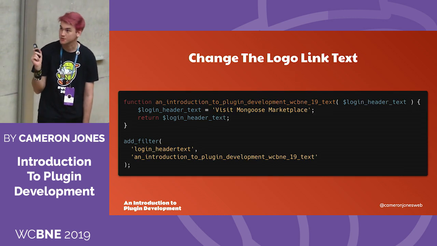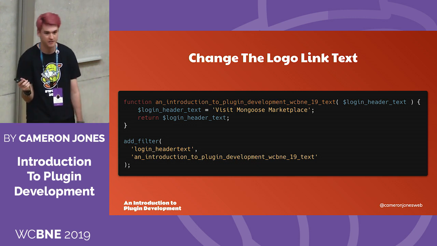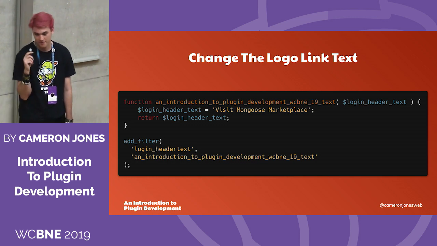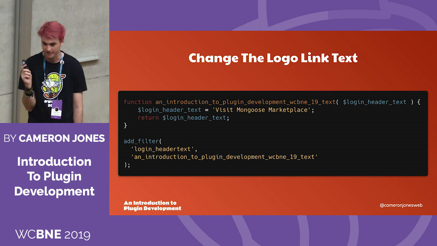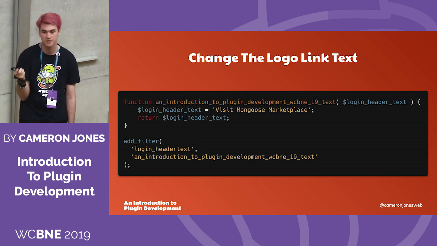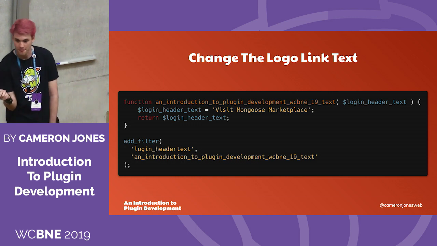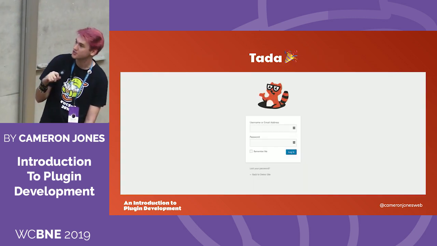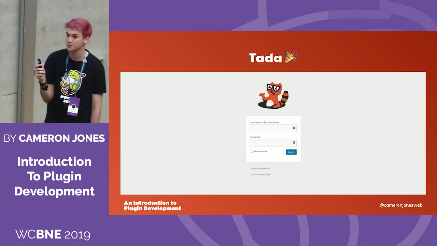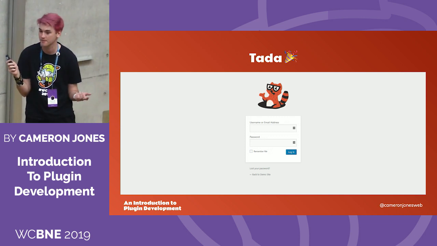And WordPress also has some link text with that logo. You probably can't see it, but screen readers will see it, and by default, I think it says "Powered by WordPress" or something like that. So now we're adding in some more relevant text saying "Visit Mongoose Marketplace." Exactly the same as when we change the URL, you set the text to be something different, return it, and use a filter. And that's what it should look like once you've added that code. As you can see, it's pretty simple. You only need a few lines of code to get a working plugin up.